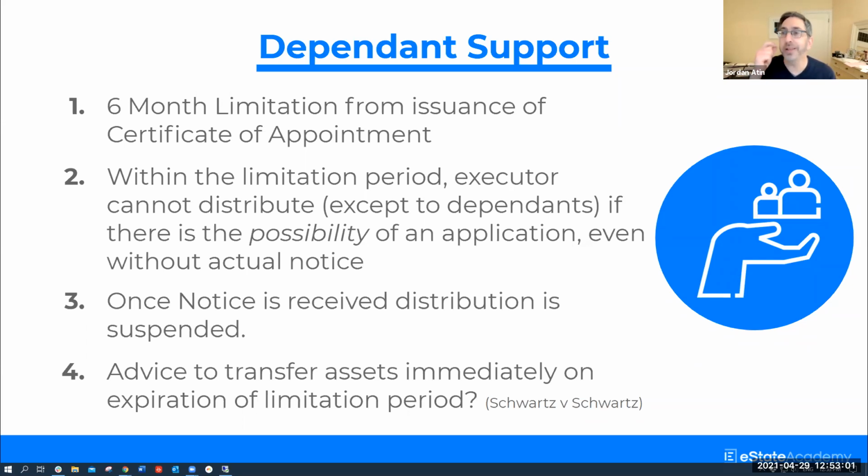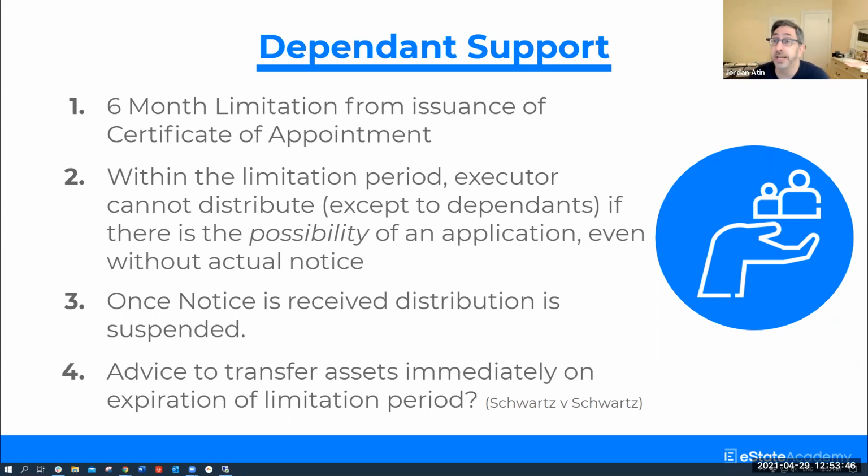Why do they do that? Well, one theory is, why does it run from the certificate of appointment? You need somebody to sue on a dependent support claim, and as I said at the beginning, the authority to be sued on behalf of an estate is a probated will. So we've got that 6 month period. Within that 6 month period, whether there's a claim brought or not, there is still potential liability if the executor distributes. Because, and this is the Supreme Court of Canada talking, if there's a possibility of an application, even without actual knowledge, then an executor who distributes within that limitation period does so at his or her own peril.